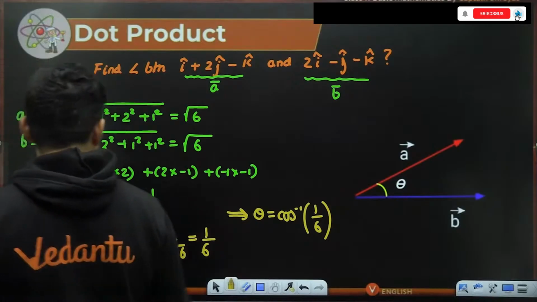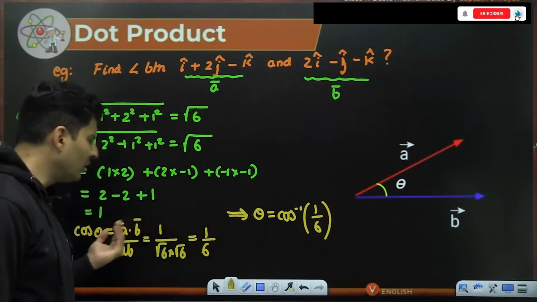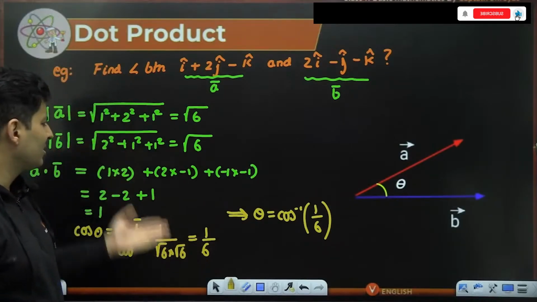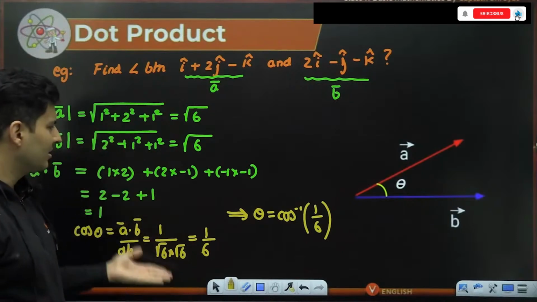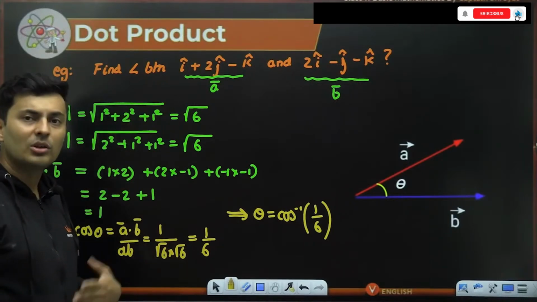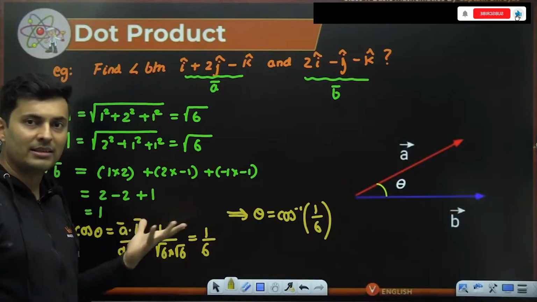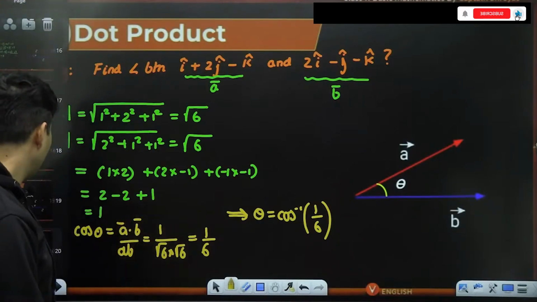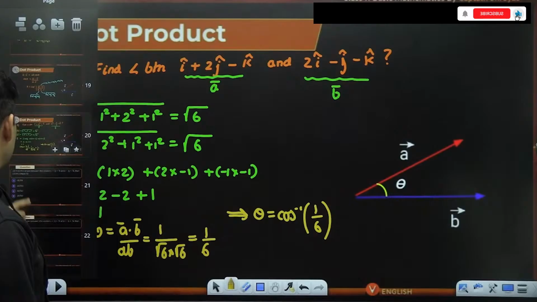Sir, any trick to find it easy and fast? Just dot product is very easy, man. Like this doesn't take much time. It is just that I'm explaining it for the first time over here for you guys. So it feels first time whenever you see a problem, it is lengthy, but actually it is not. Okay. So let's do some questions now.